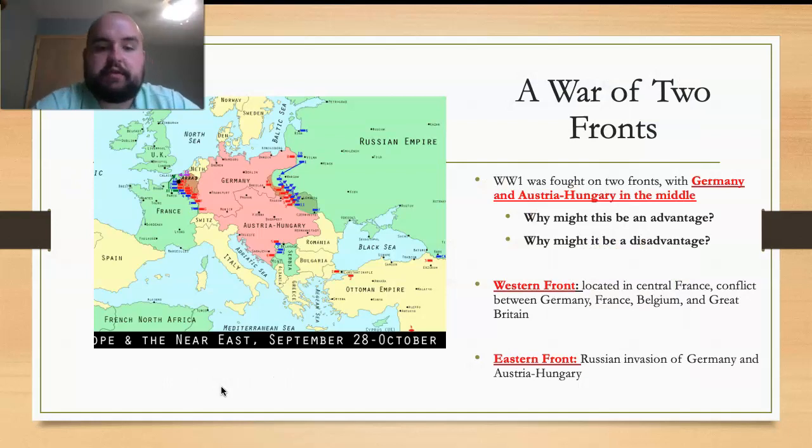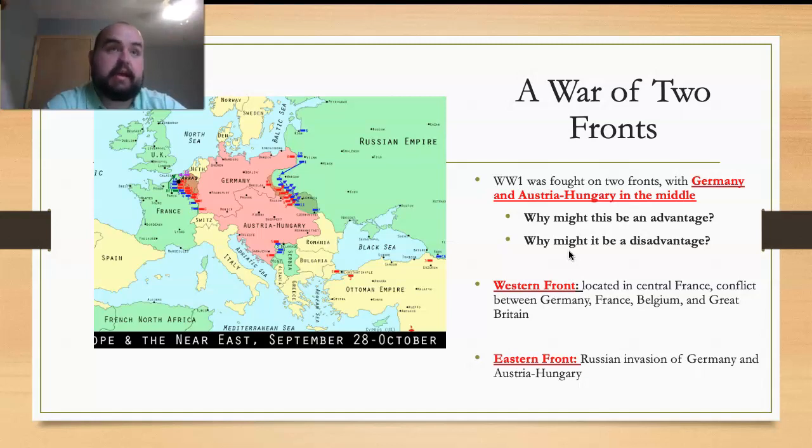Now, just to give you a basic idea of what the war was like as a whole for Europe, World War I in Europe was fought on two fronts. Germany and Austria-Hungary were located in the middle. Now, why might this be a clear disadvantage, especially for Germany and Austria-Hungary?